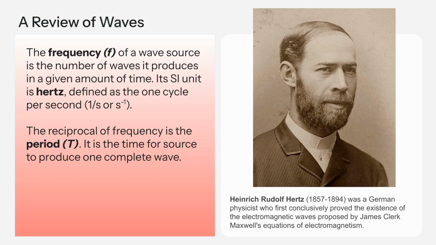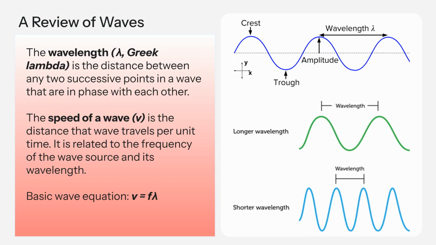Along with frequency, we also need to measure the physical size and speed of a wave. We complete our basic wave terminology by defining wavelength and wave speed. Wavelength, symbolized by the Greek letter lambda, is the distance between any two successive points in a wave that are in phase, such as crest to crest. The speed of a wave is the distance the wave travels per unit of time.